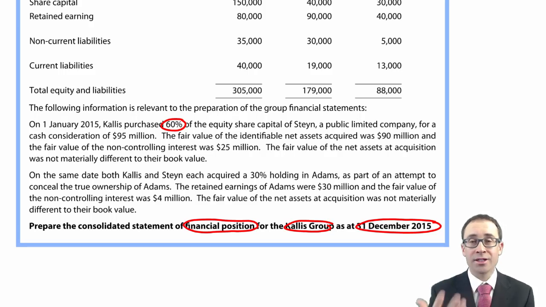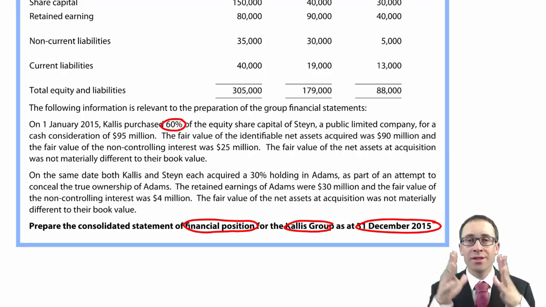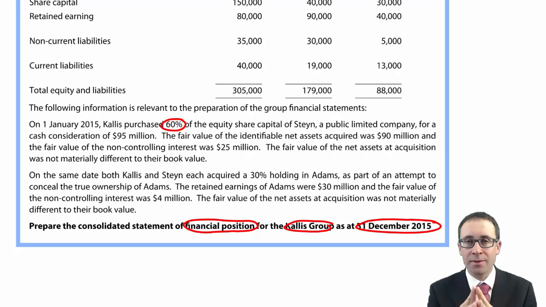It tells us the information about the cash consideration, which will help us with the goodwill. It says the net assets at fair value was 90, so that's going to go into working 2. The non-controlling interest is 25, so that's going to help us with goodwill and NCI. And the fair value of the net assets at acquisition was not materially different to the book value. Hurrah! So there's no fair value adjustments. In the exam, there is likely to be a fair value adjustment. Okay, but here we're keeping it simple because I want you to focus on the D-shaped complex group aspect.